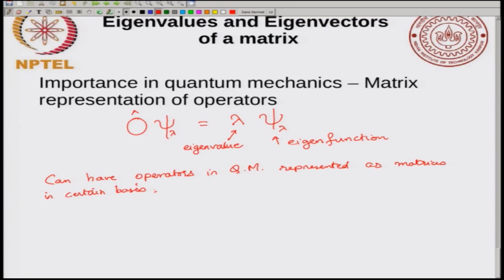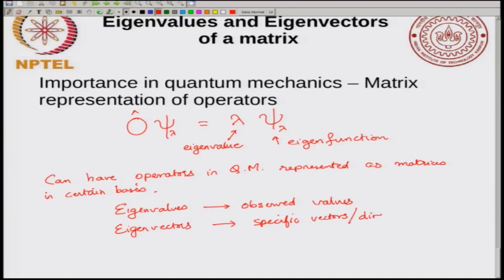And once you do that, then the significance of eigenvalues is that eigenvalues represent observed values, and eigenvectors are specific vectors or directions, or in this case you can also think of them as functions. So there is a very natural use of eigenvalues and eigenvectors in quantum mechanics.